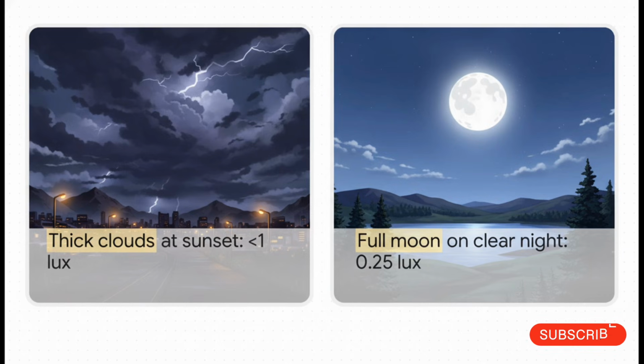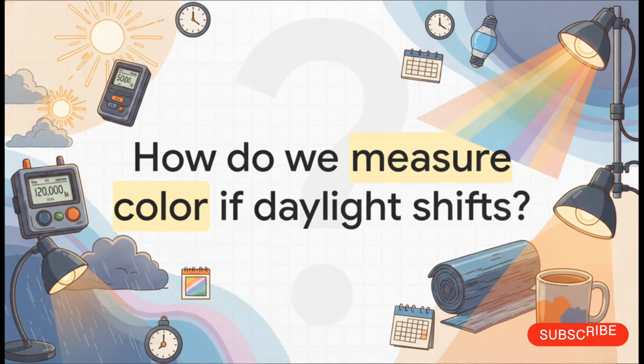And that's not even counting the really extreme stuff. Introduce heavy smoke, thick dust, volcanic ash, or a solar eclipse, and daytime can absolutely become darker than a moonlit night. So here's the million-dollar question. If daylight is constantly shifting like this based on time of day, season, and weather, swinging wildly from 120,000 lux all the way down to less than 1, how do we ever measure or agree on color?